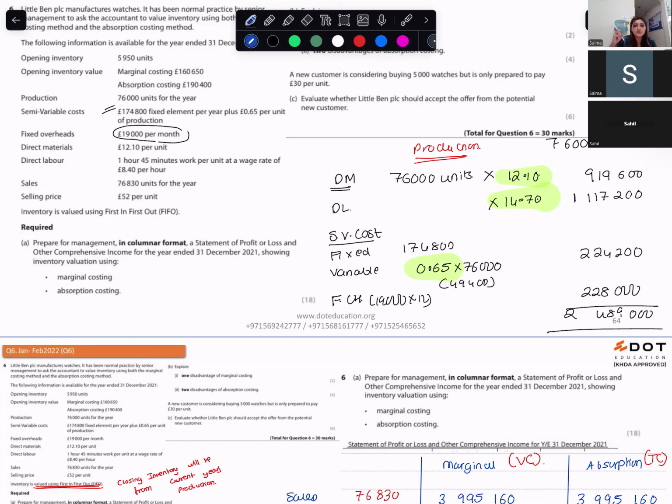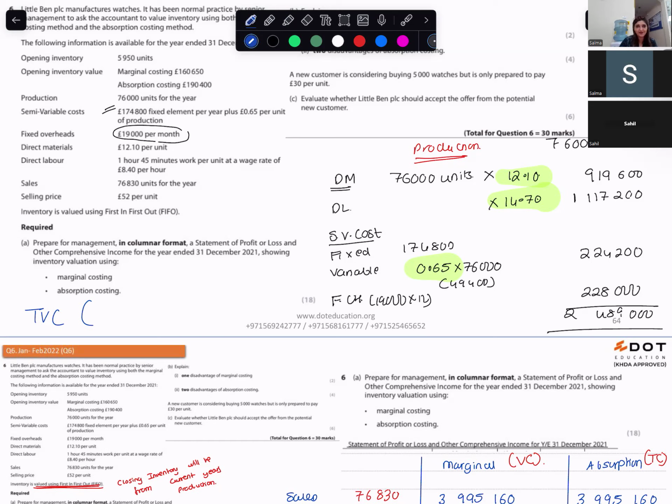In marginal costing, you will value inventory at what cost? Variable cost. So why would you want the fixed element? I'm saying there's no need to add that. In marginal costing, you will value inventory at what cost? Variable. Can you give me the variable cost, please? Oh, total variable cost.